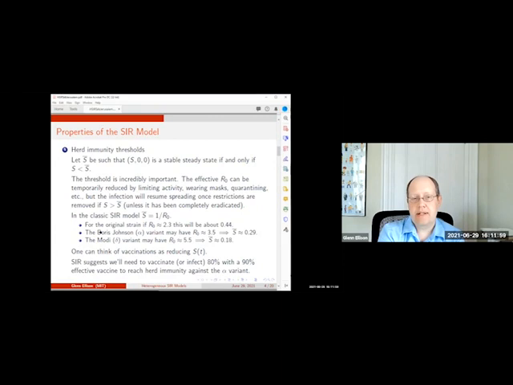Obviously one way to get immunity is to have people be infected. The more desirable way is to get people vaccinated. You can think of vaccinations as reducing S of t, but let's suppose you have a vaccine that's 90% effective, which is a remarkably good vaccine, which we seem to have. SIR suggests that you need to vaccinate or infect 80% of the population with something that's 90% effective in order to reach herd immunity against the alpha variant.